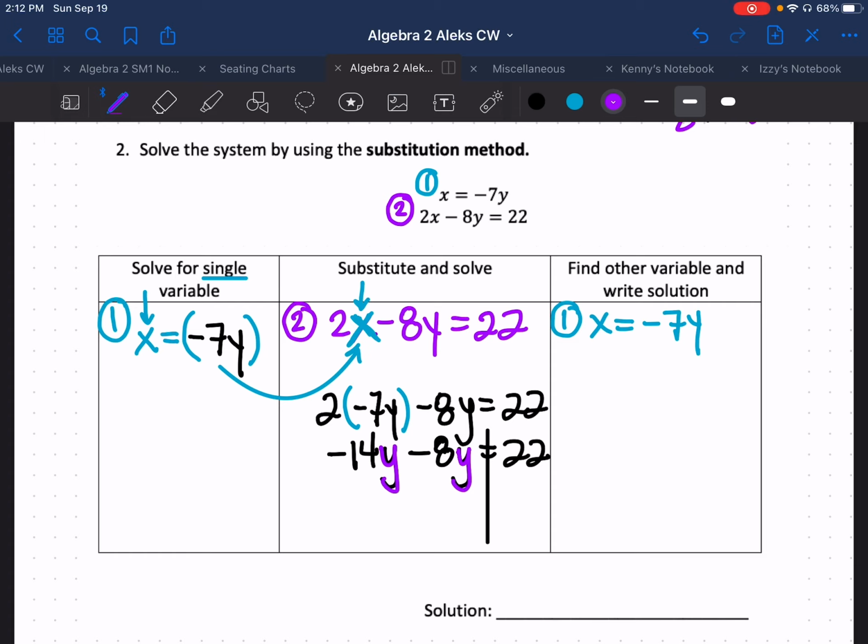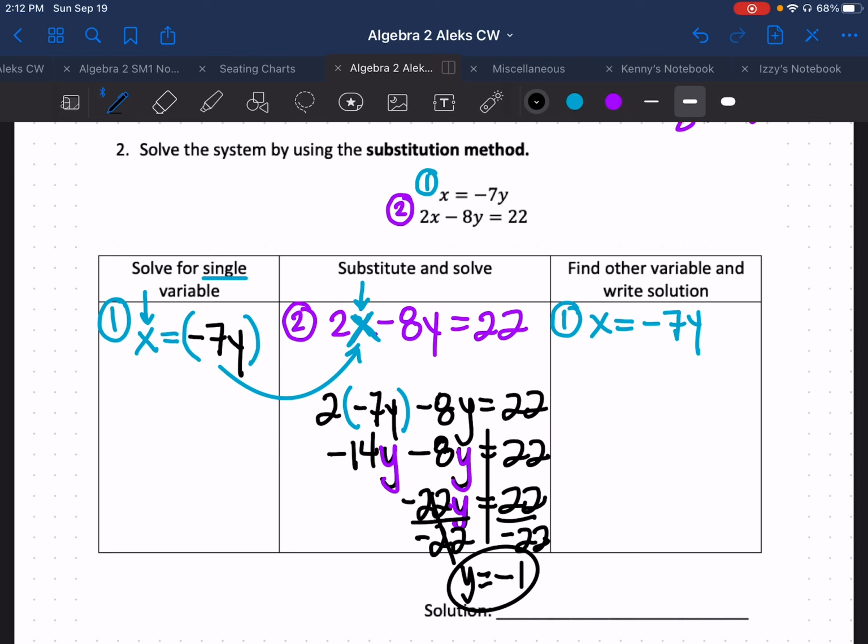Oops, hold on a second. I pressed in the wrong buttons. Negative 14 minus 8, negative 22. Y tags along, 22's on the other side. Now I'm going to go ahead and I'm going to get rid of that multiplication by dividing by negative 22. Y is equal to negative 1. So there's one of my answers.